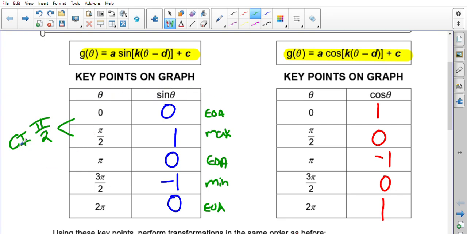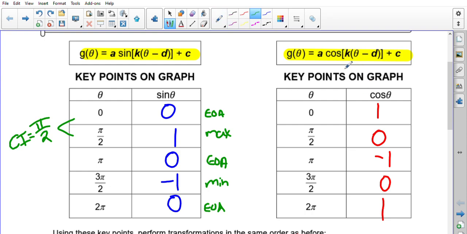I have here written at the side CI equals pi over 2. So CI we're going to go over a bit more as well. It's the critical interval. So basically it's the distance between the 5 key points on a sine graph. So that means if I start at 0, I move pi over 2 to the right and I hit my next key point. I move another pi over 2 to the right and I reach my next one, and so forth.